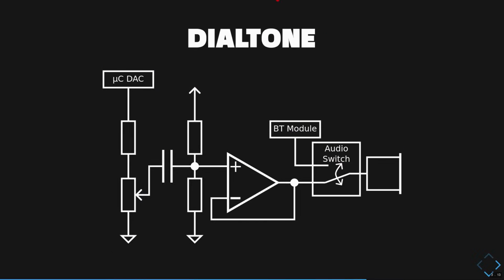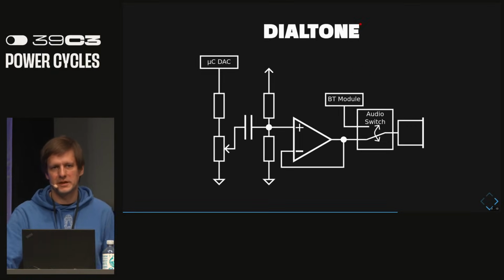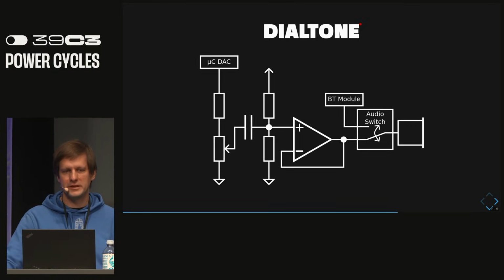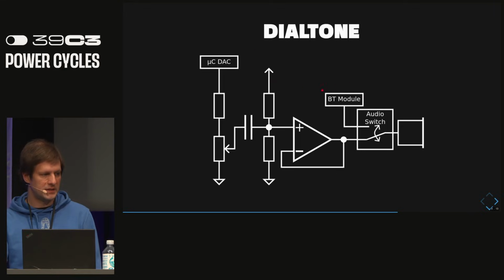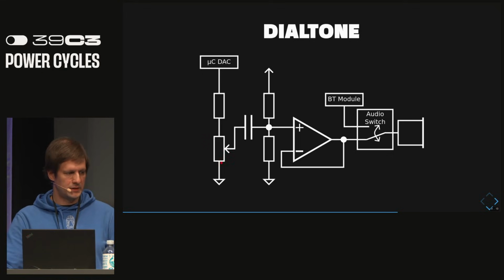Okay, next challenge was to have a dial tone. Obviously, if you want to have a classical phone, you want to have a dial tone as well. The microcontroller I used is an STM32L4. It is pretty well equipped with digital to analog converters. So I used that, and I used a voltage divider and a potentiometer here to scale that down.